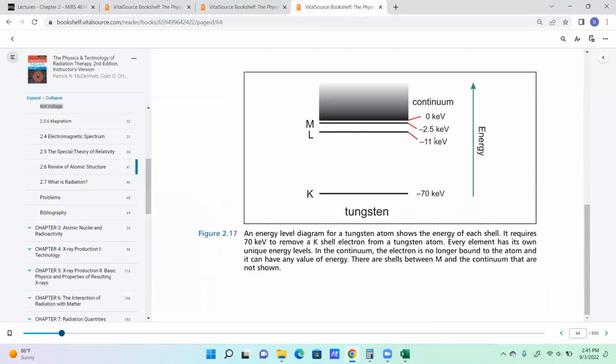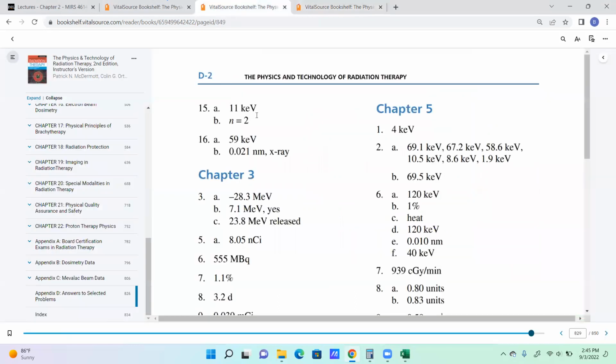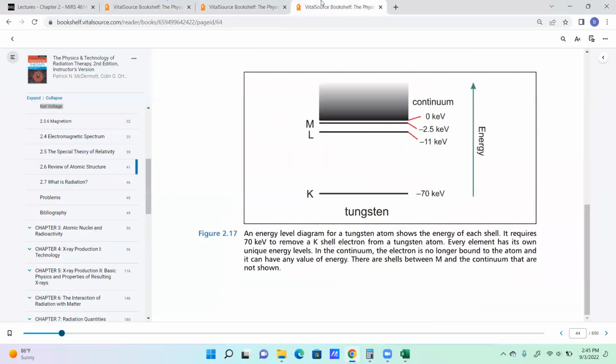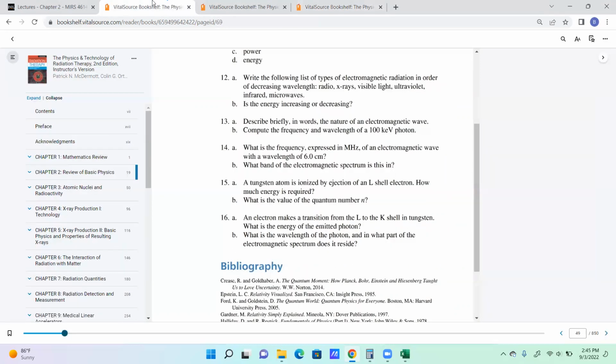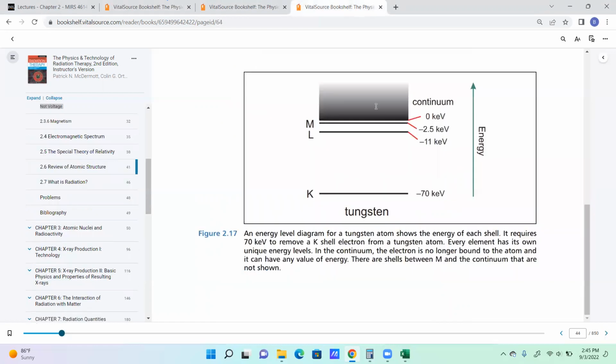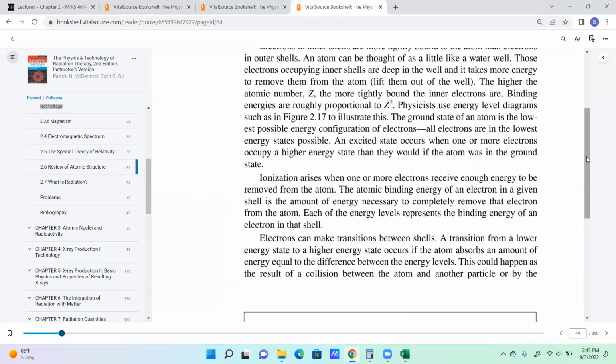If something is in the L shell, you've got binding energy here of 11 keV. If you're going to take something, you're going to pull it out, then guess what? The answer is 11 keV. It should be 11 keV. What is the value of the quantum number n? In other words, what quantum number is associated with the L shell?